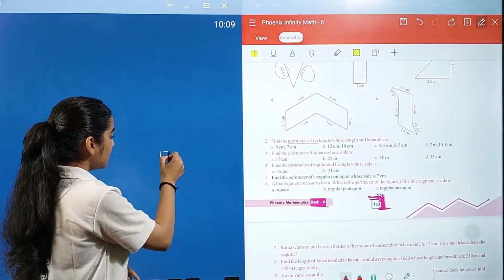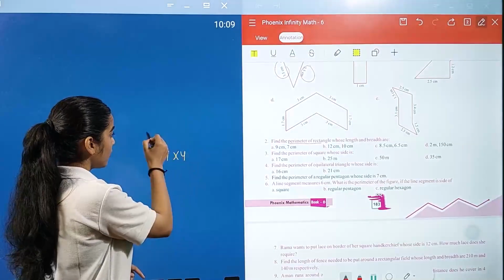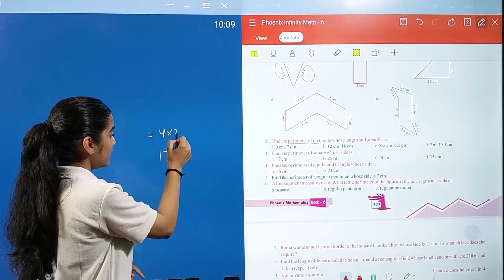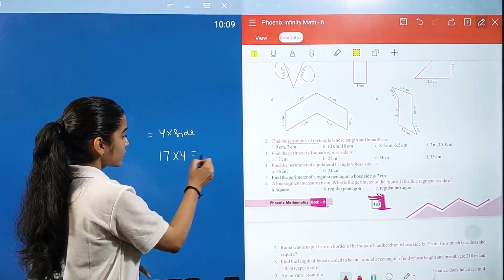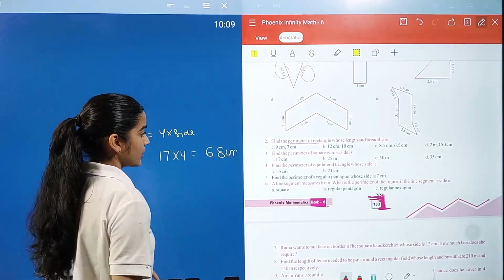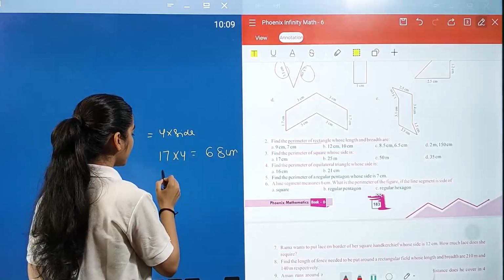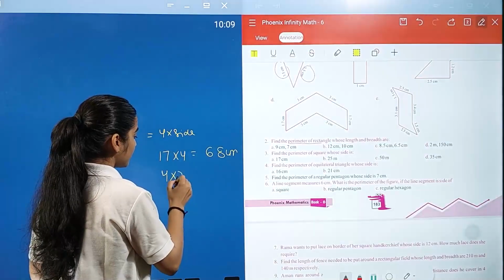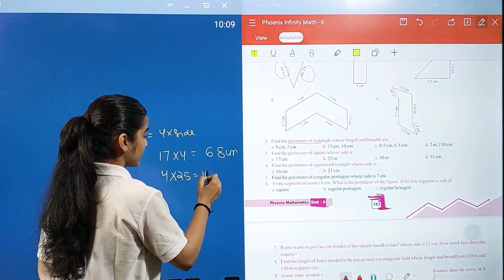Third question, we have to find out the perimeter of a square. So 17 multiplied by 4, because the formula is 4 multiplied by side. So the answer is 68 centimeter. Okay. Now 25 multiplied by 4. Your answer will be 100 centimeter.